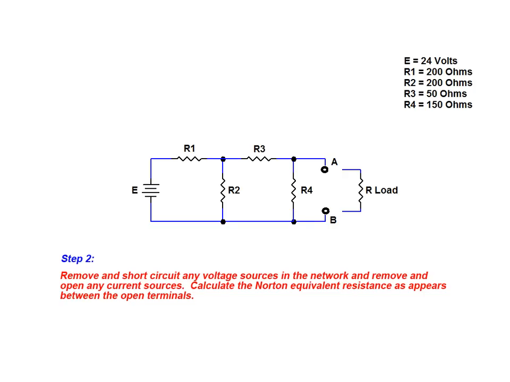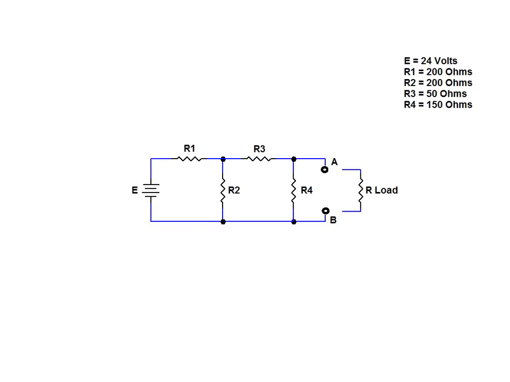The next step in the process is to calculate the Norton equivalent resistance as it appears between terminals A and B. We begin step 2 by removing and short-circuiting the single voltage source that is present in the network. We are now ready to calculate the Norton equivalent resistance, RN, appearing between points A and B in the circuit.